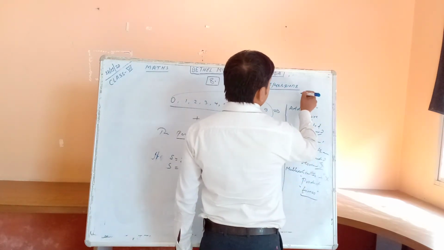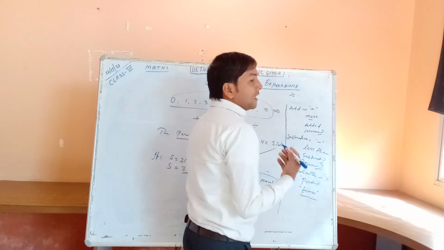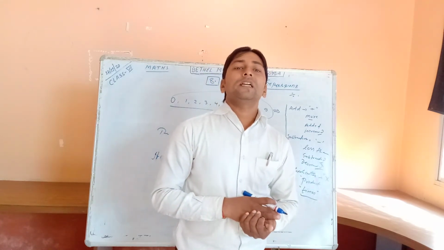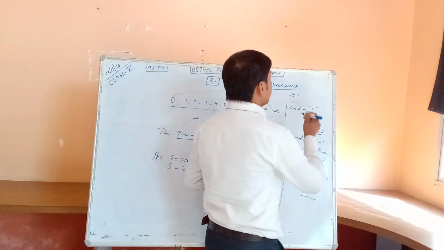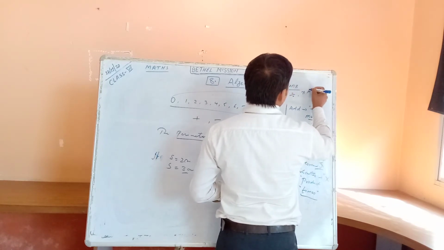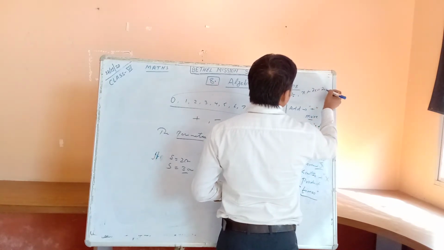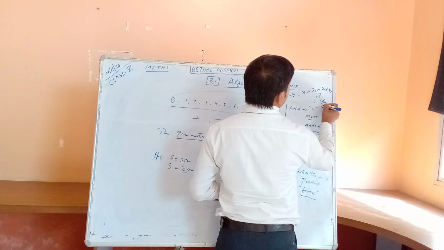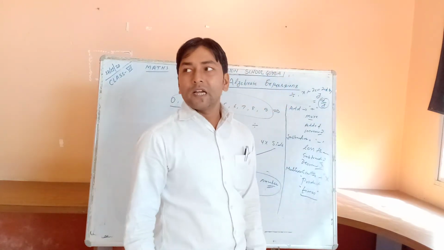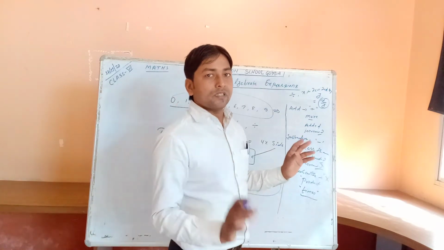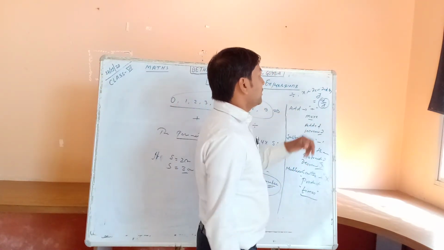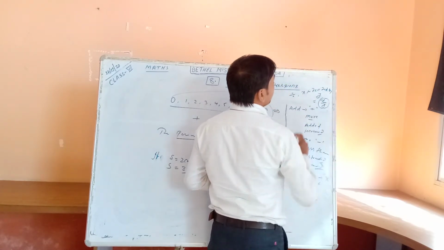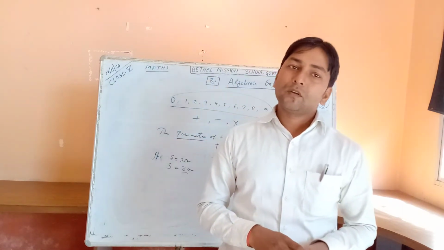And at last for division, if by or divided is written, in that case suppose x is divided by y, then we write x by y. X is divided by y, in that situation we will write x by y, not x divided y. We have to write in by form.